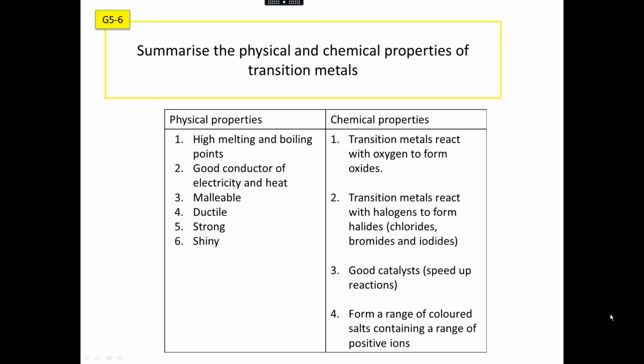Okay, here we go with the answers. I've put high melting points, good conductor of electricity and heat, malleable, ductile, strong, shiny. And chemical properties. Transition metals react with oxygen to form oxides, with halogens to form halides. They make good catalysts, and they form a range of coloured salts containing a range of positive ions.